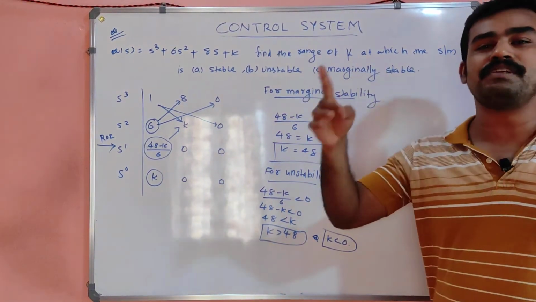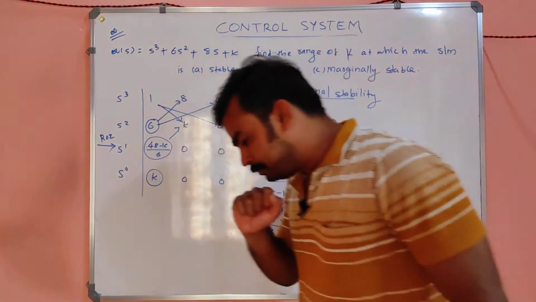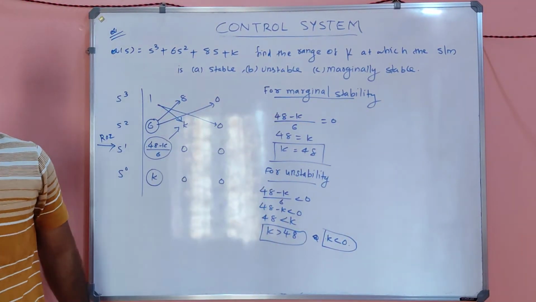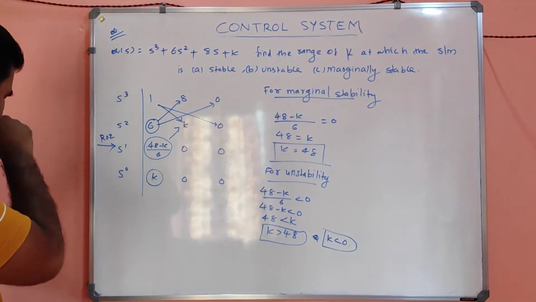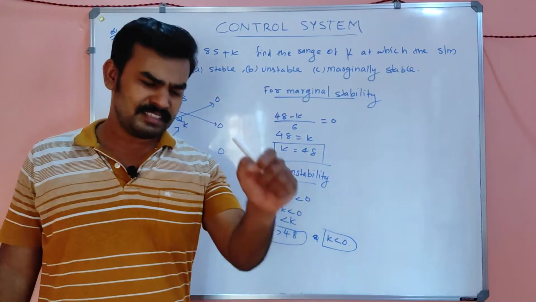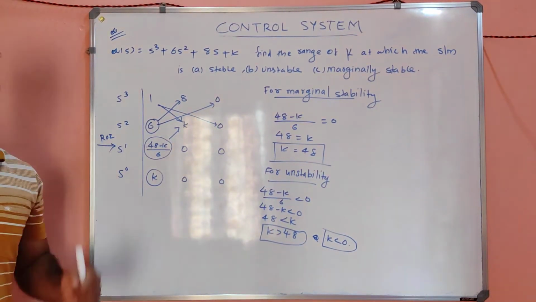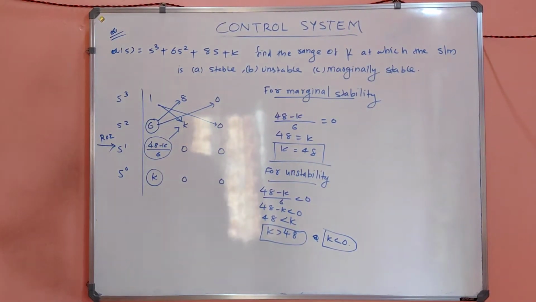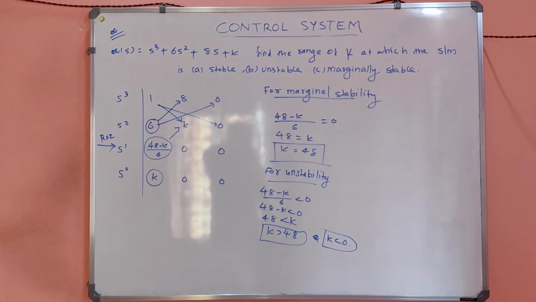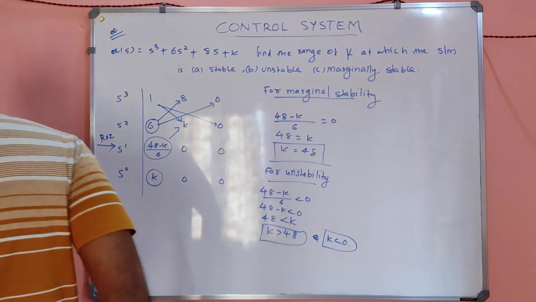A range of k for which the system is unstable. The range of k for which the system is stable, system unstable, and system marginally stable. This type of question we can expect in our examination. Is it clear, my dears? Is everything clear to you now? Okay, can we go to the next problem?